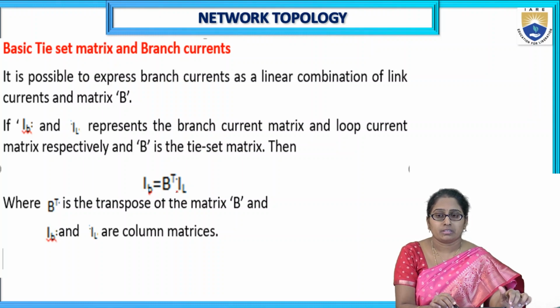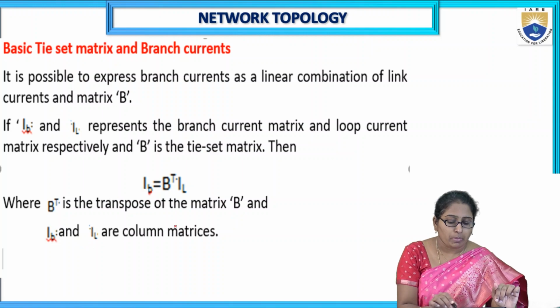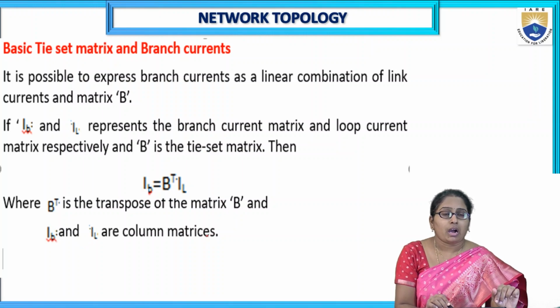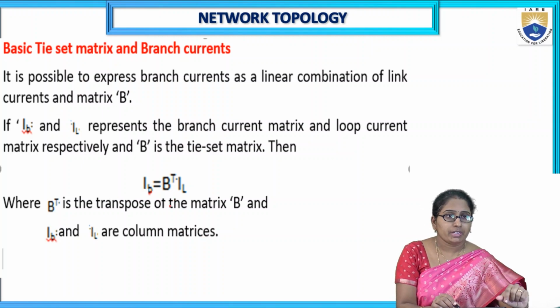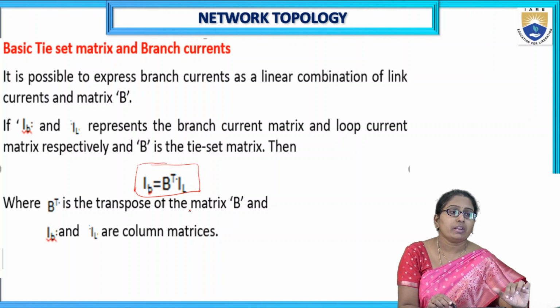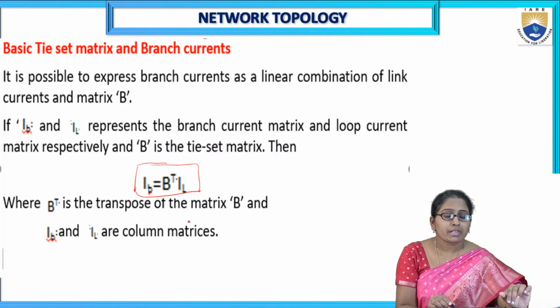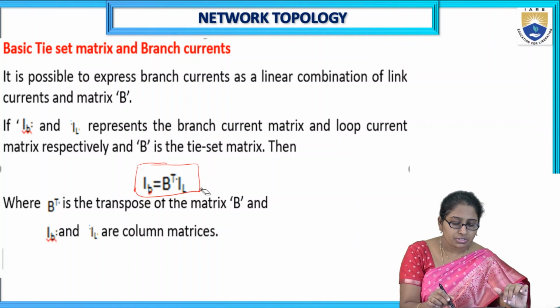Loop currents means the link current matrix. Here B transpose is nothing but the transpose of the matrix B, and IB and IL are column matrices. So to find the branch currents using the tie-set matrix, we need to remember this relation: branch currents are given by the transpose of the tie-set matrix multiplied with the link currents. Then we are able to calculate the branch currents.